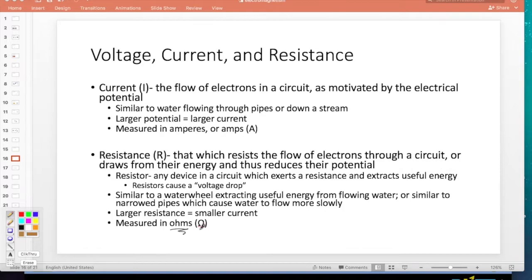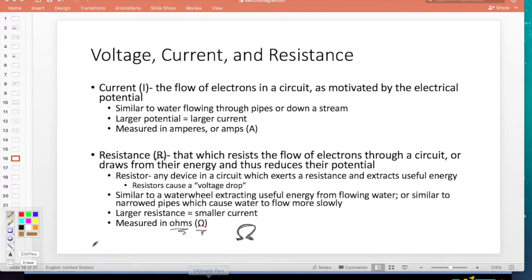Ohms has this odd abbreviation. That is the Greek letter omega. You draw it just like this, over, around, over again. That's a really crappy omega, but you get the idea. Omega is the abbreviation for ohms, which is the unit that we use to measure resistance.